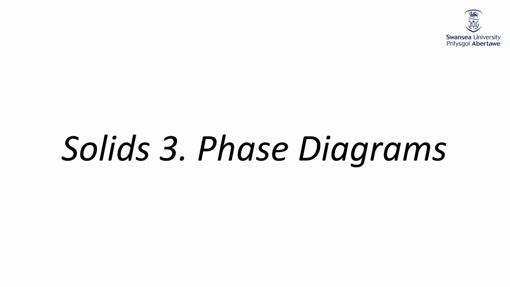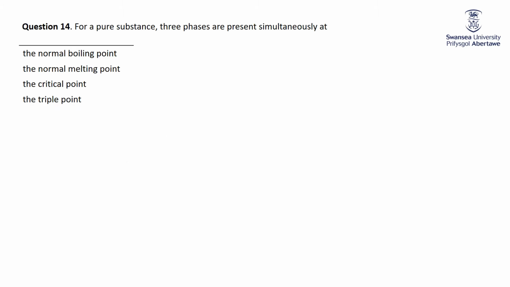Changing gear ever so slightly to talk about phase diagrams, in which of course we depict at which temperature and pressure substances exist as solids, liquids and gases. The important points are the lines between those areas, because that's where the substance is changing from solid to liquid, or liquid to gas, or even solid to gas. So for a pure substance, 3 phases present simultaneously. You just need to know that one.